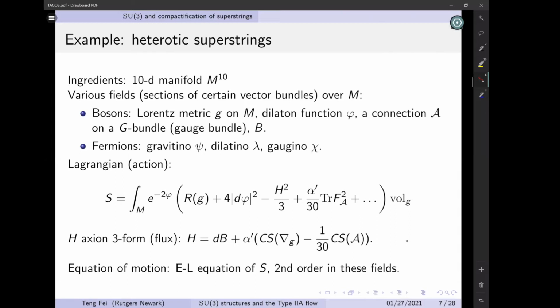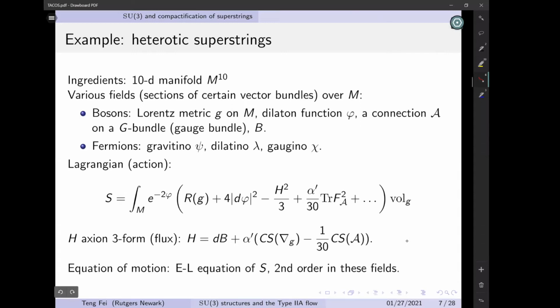Okay, so this R_g is the scalar curvature of the metric. So some part looks like the Einstein-Hilbert functional. If you only have the Einstein-Hilbert functional, then that's supergravity. But there's also the matter part.